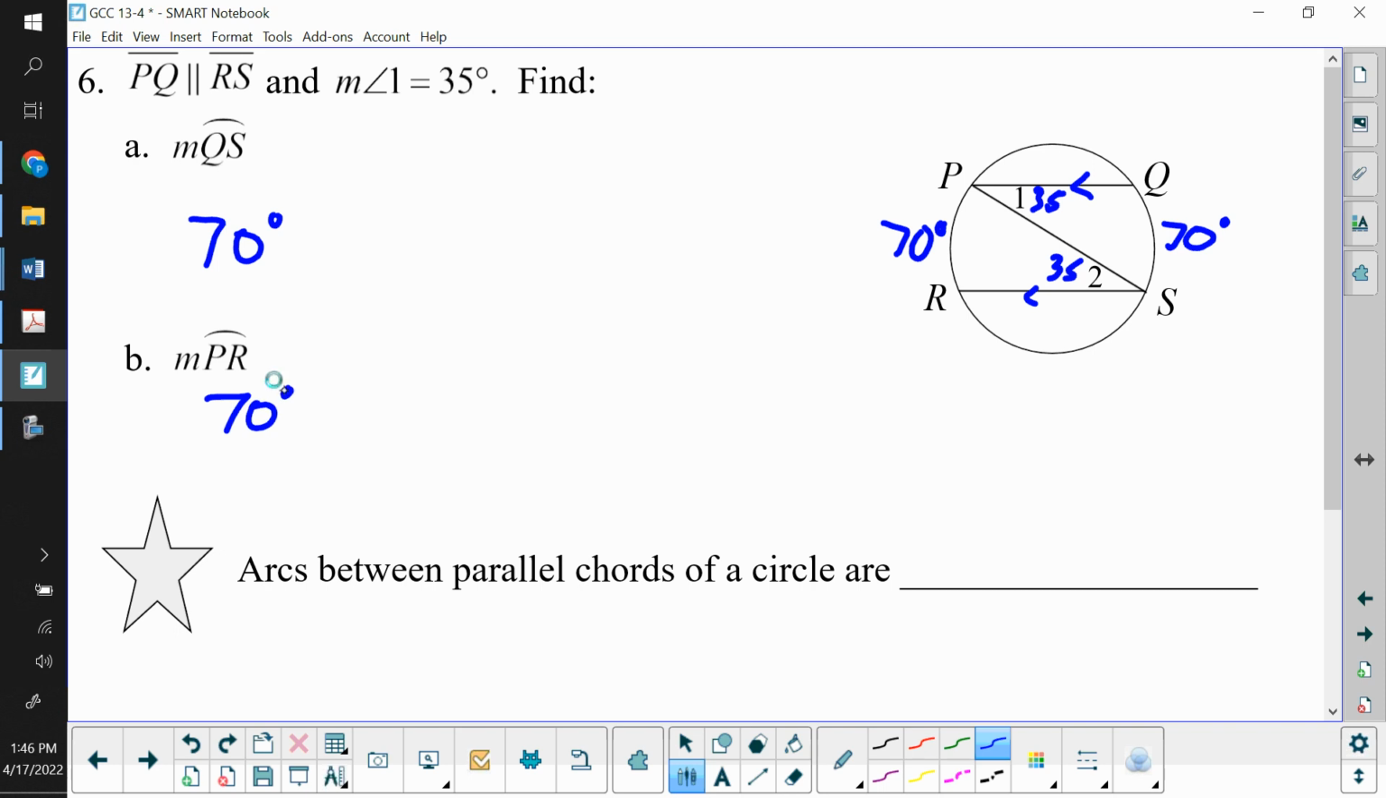And the key thing to recognize here is when you have arcs that are in between parallel chords, they are congruent. And this is a property that does tend to come up a decent amount. So if I give you two parallel chords, we automatically know the arcs between them are congruent. If I told you one of them is 50, we know the other one has to be 50 as well. Okay, so that is a property that will come up a decent amount.